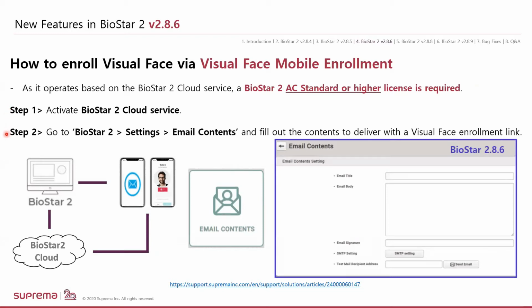Step 2. Go to the email content item of BioStar 2 setting and fill out the contents of the email to be received by the end user and set up the SMTP configuration. This part is based on BioStar 2.8.6, and the improvement in BioStar 2.8.8 will be covered later.